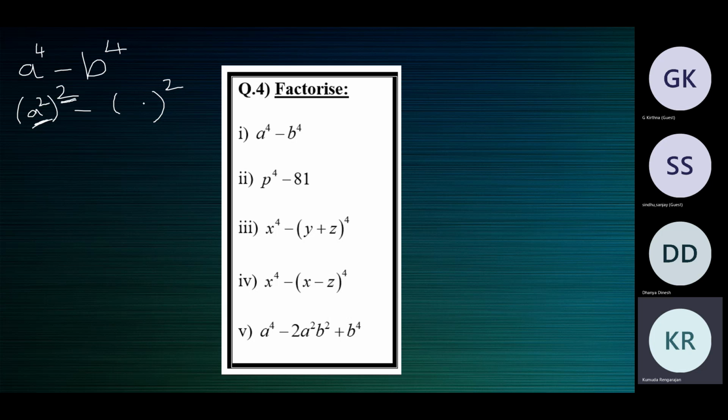Similarly, for y, we need to write the y term here. Y squared, the square is outside. So what you're going to write inside the bracket is y, and that should be b squared, because only that will make b to the power 4. B squared, the whole square, is b to the power 4. So we have expressed a to the power 4 minus b to the power 4 in the form x squared minus y squared, wherein our x is a squared and y is b squared.